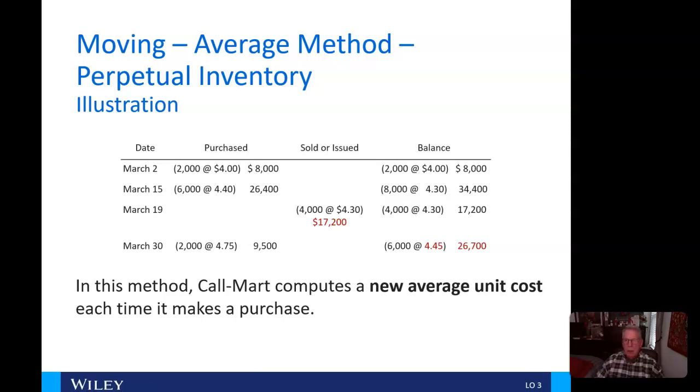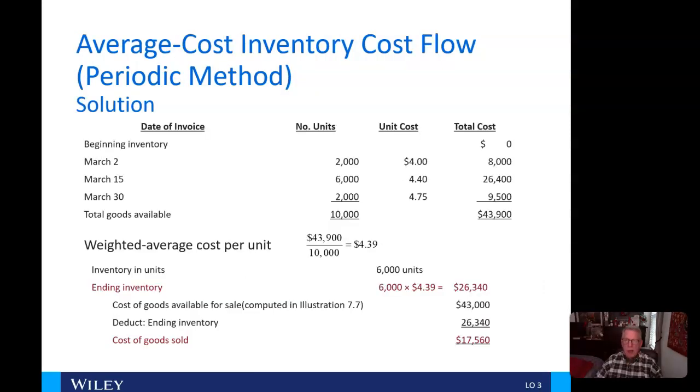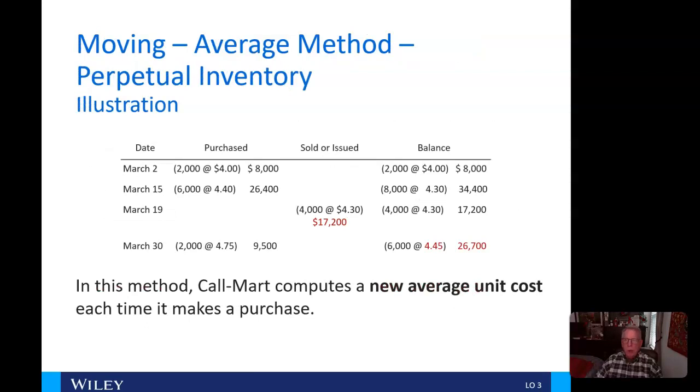Okay. So I think it's a little bit different. Periodic, we do it all at once at the end of the period. Here we do it only when we actually sell something. So we're keeping track along the way. So here was our 8,000 units. 2,000 of them was at $4, 6,000 of them were $4.40. Our average price at that point was $4.30.